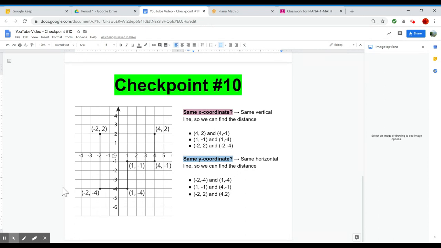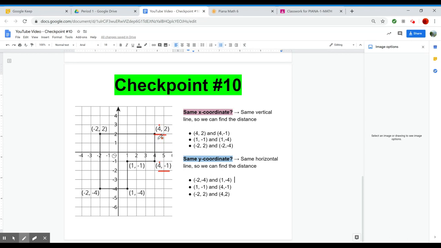So first, we're gonna look for coordinate pairs that have the same x coordinate. Reminder that the x coordinate is the first coordinate of a coordinate pair because x comes before y. So we can see that (4, 2) and (4, -1) both have 4 as their x coordinate. That means that they are on the same vertical line. Vertical line means an up and down line, which means we can find the distance between the 2 points.